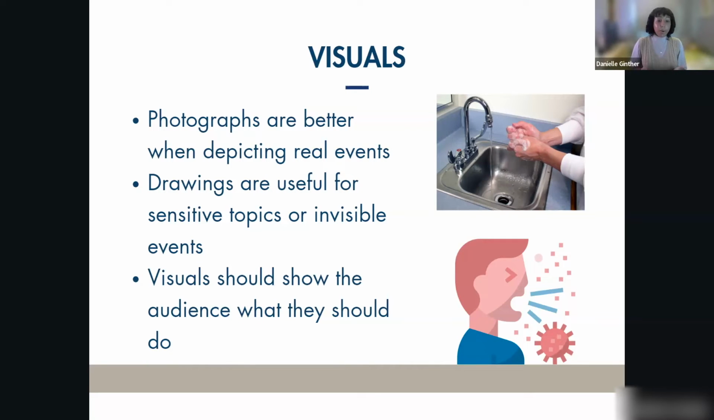Visuals. Photographs are better for depicting real life events because audiences tend to connect better to them. Drawings are also useful in some instances, such as showing a procedure, depictions of socially sensitive topics, or explaining invisible, hard-to-see events such as transmission of disease. Your visual should show the audience what you want them to do and not what they shouldn't do, just like your actionable steps.